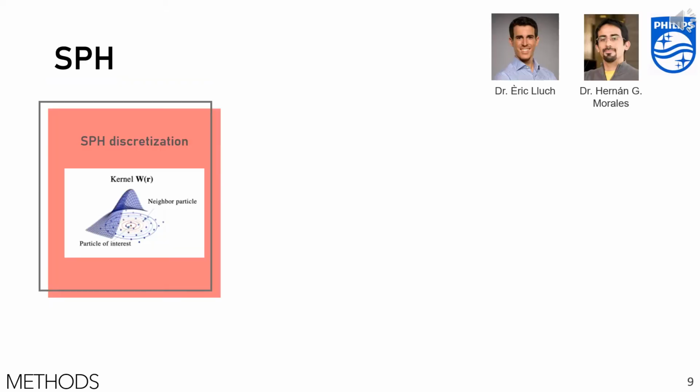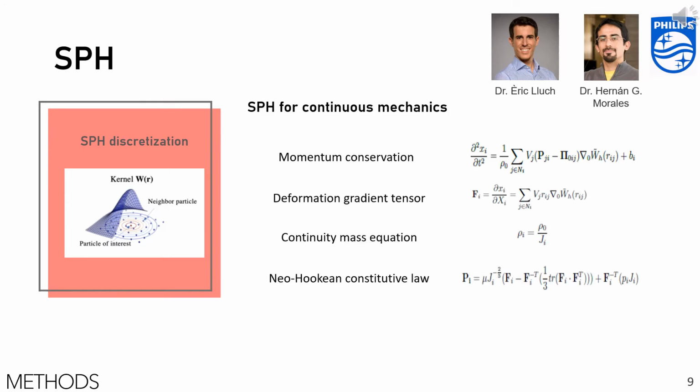Just as a quick introduction on SPH, the domain is divided in a set of moving particles with no connectivity among them. However, they do have a neighborhood, defined by the kernel function. To use SPH for continuum mechanics, 4 equations need to be solved: the conservation of momentum, the deformation gradient tensor F, the continuity mass equation, and the constitutive law for a quasi-incompressible neo-Hookean material.